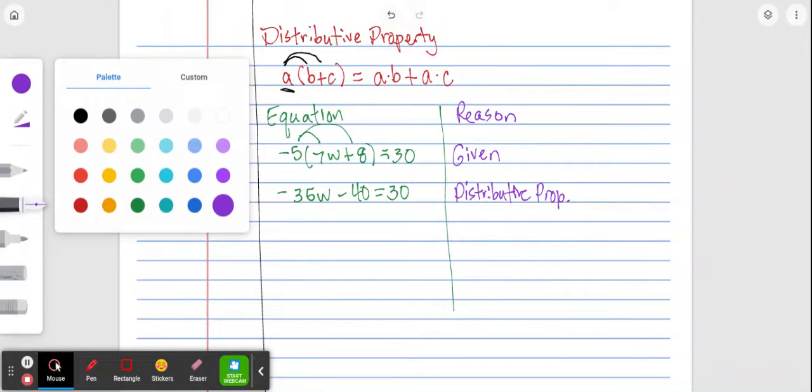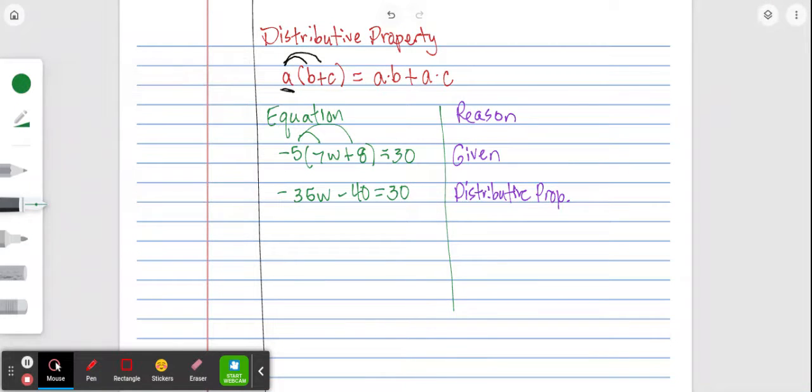Add 40 to both sides. Let's do that. So plus 40 plus 40. And what is the reason for adding 40 to both sides? This is the addition property of equality, which says that if I add the same thing to both sides of an equation, I get the same answer. So I'm going to rewrite it as -35W equals 30.